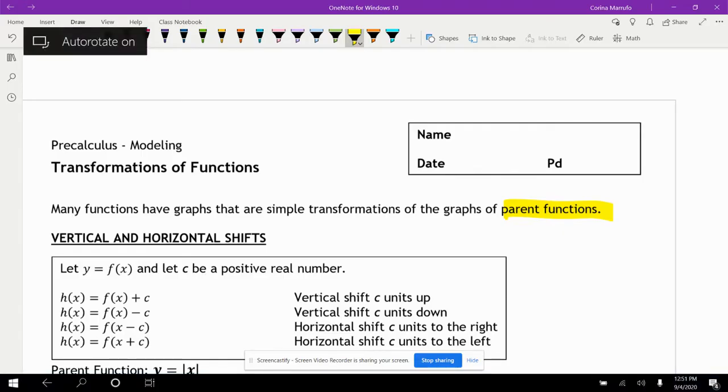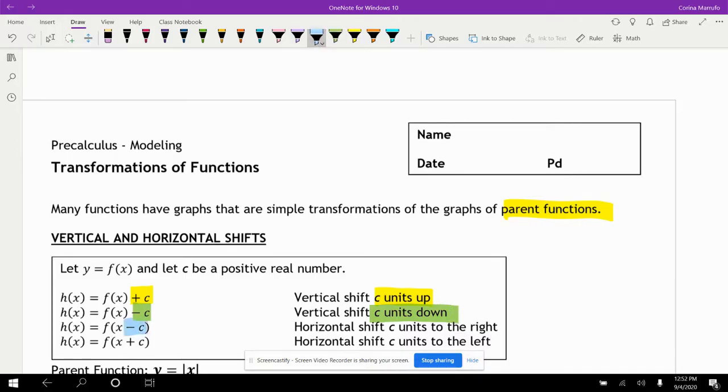Let y equal f of x and let c be a positive real number. Whenever you add c, so you add a number outside of the parentheses, not specifically to the x, it is going to move c units up. Now, if you have a minus c, that is going to move you c units down.